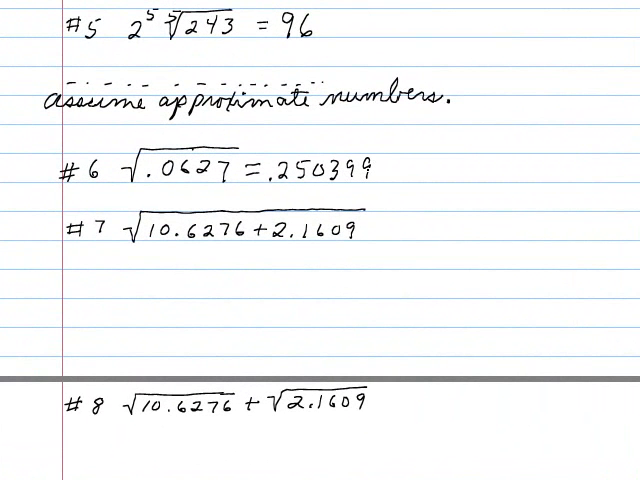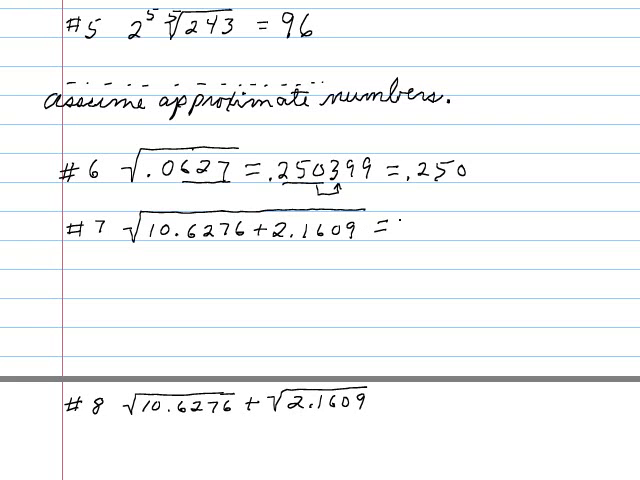Well, remember that in my radicand I only had 3 significant digits, so my answer has to go to 3 significant digits. So my answer is 0.250, because the next number over was less than 5. Okay, let's try another one.